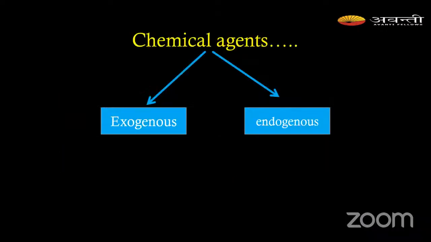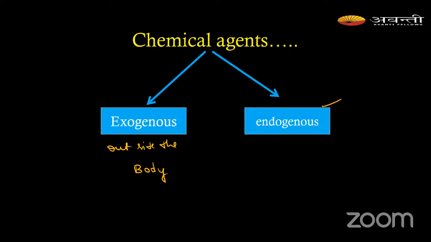Then coming to the two ways we get a disease: one is exogenous and another is endogenous. What do you mean by exogenous? From outside the body. We get the disease from an agent outside the body; that we call exogenous. Coming to the endogenous, the disease-causing agent is from inside the body itself. For example, in diabetes, the glucose concentration increases in the blood. So this becomes the chemical agent which is causing the disease, right?